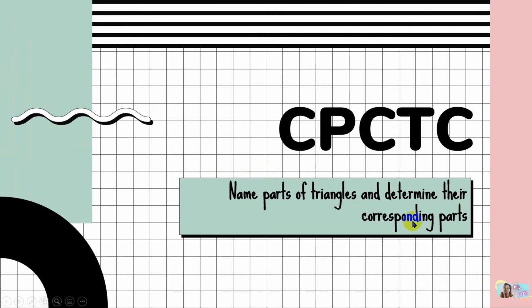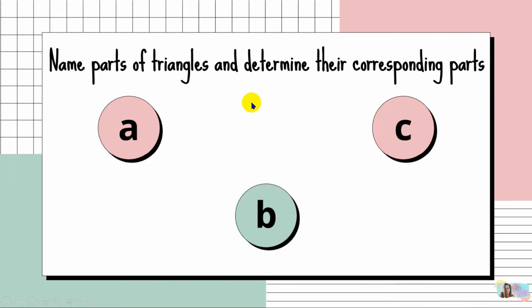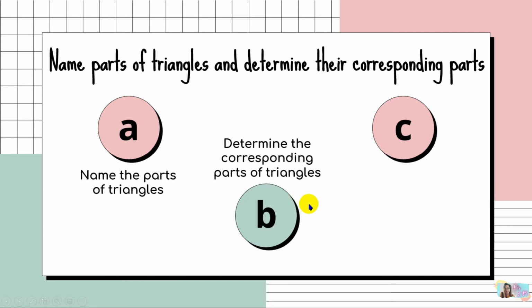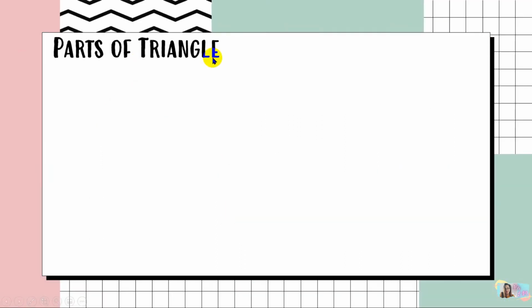So, CPCTC. In this subtopic, we have 3 objectives. The first one is to name the parts of triangles. The second one is to determine the corresponding parts of triangles. And the last one is to determine the congruent triangles. So, what are the different parts of a triangle? We already mentioned this in the properties in our first video. I will put the link down below or in the upper right corner of this video.